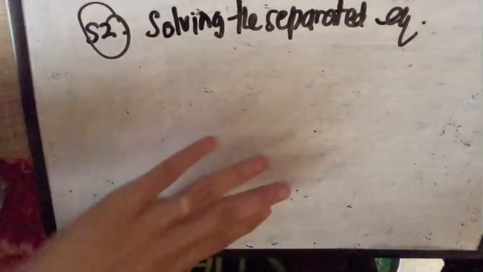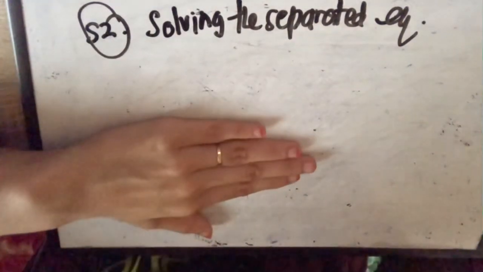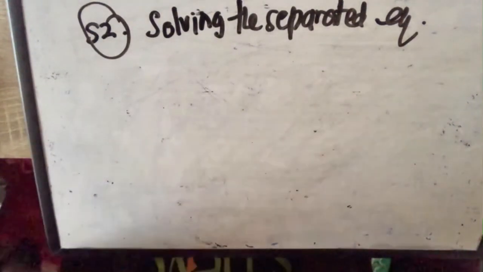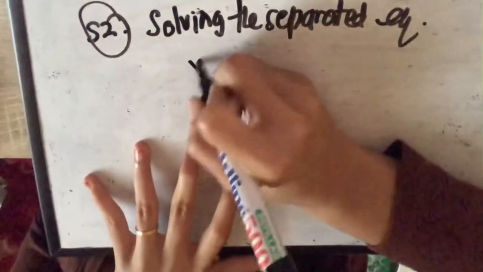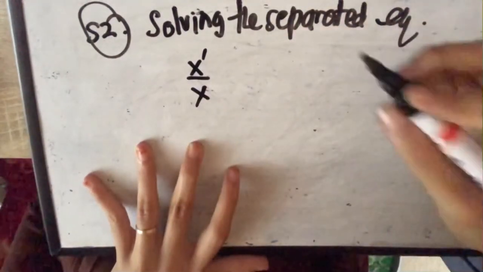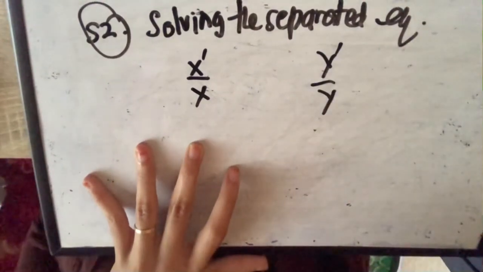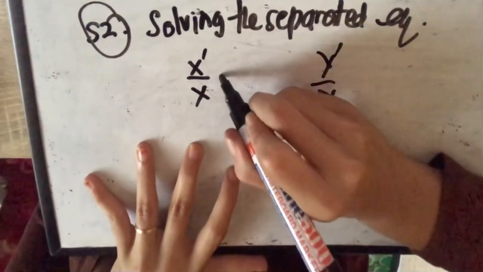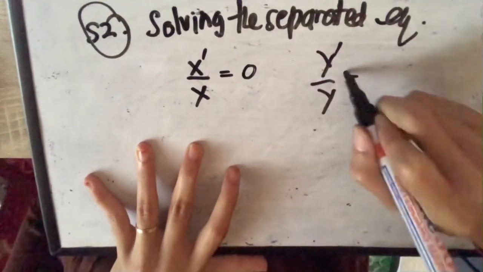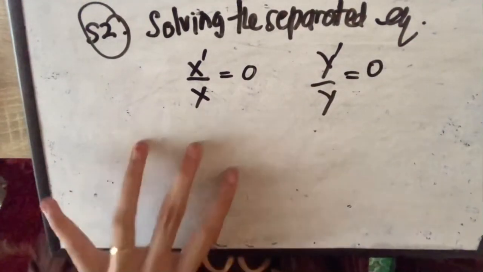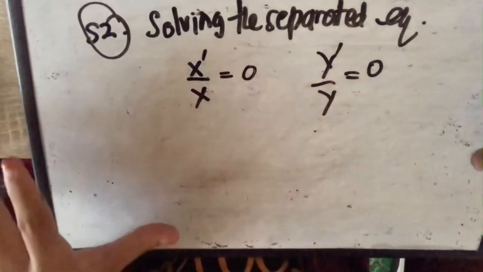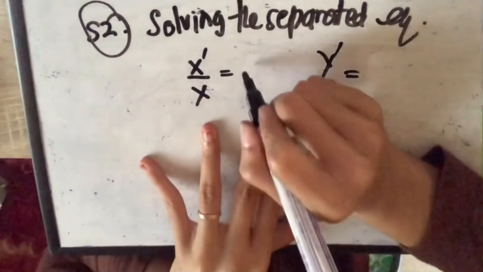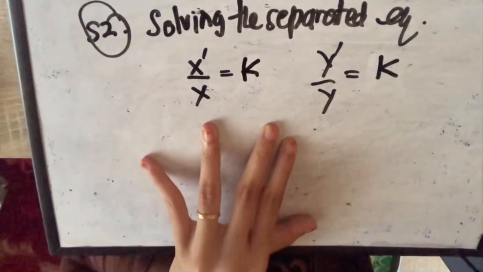Okay, so now we want to solve the separated equation. Let's say for the previous example, A1, the first one, you already separated the equation as X prime over X and Y prime over Y. So now what we do is we will equate this equation, you already split it, so now not equal to 0, sorry, equal to k. Equal to k.